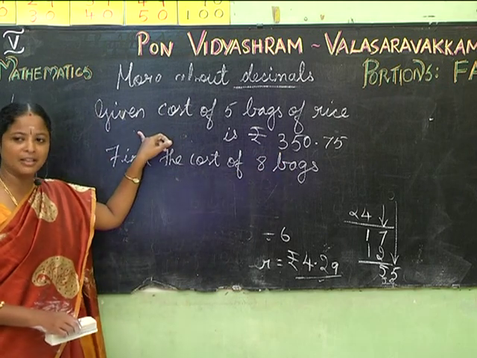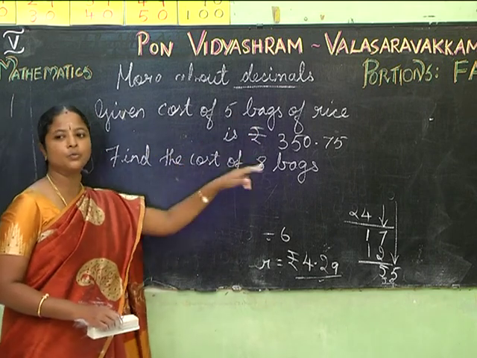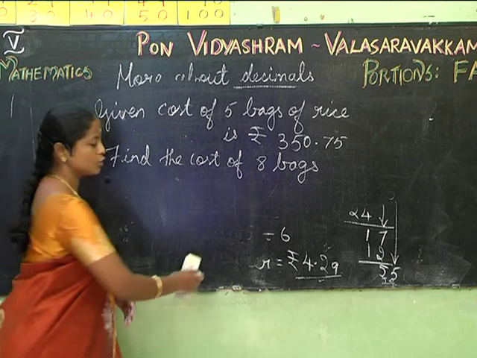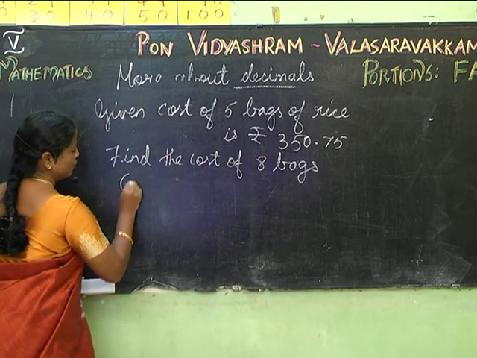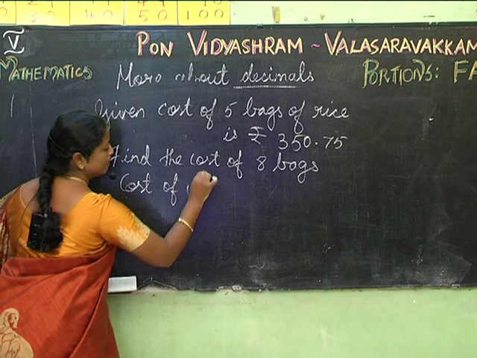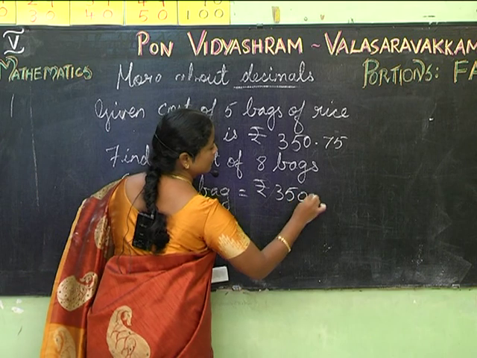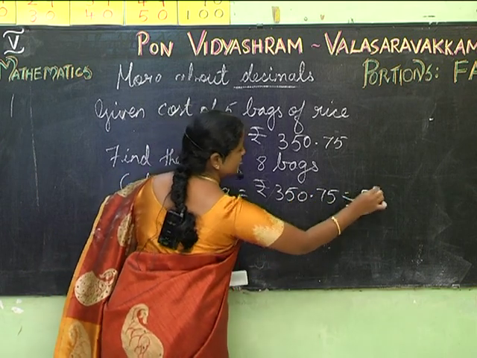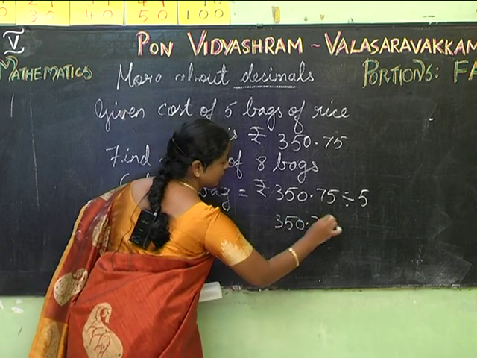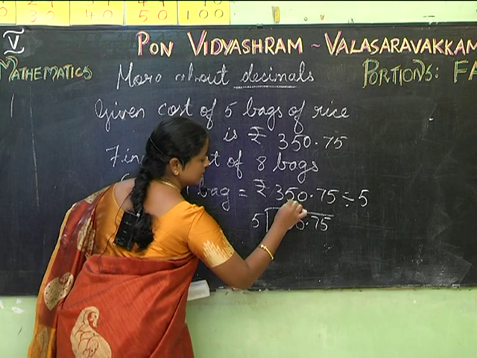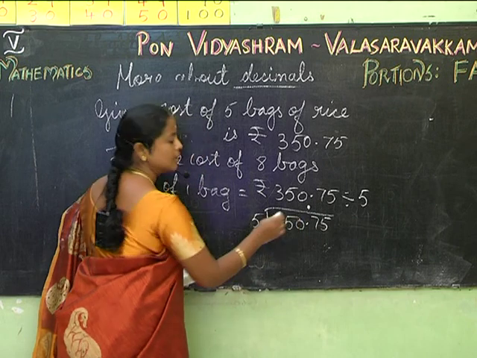Here we use the unitary method. First of all, we find the cost of 1 bag of rice, and then with that we multiply by 8 to get the cost of 8 bags of rice. So the cost of 1 bag is equal to rupees 350.75 divided by 5. I keep the point above, exactly above the dividend.